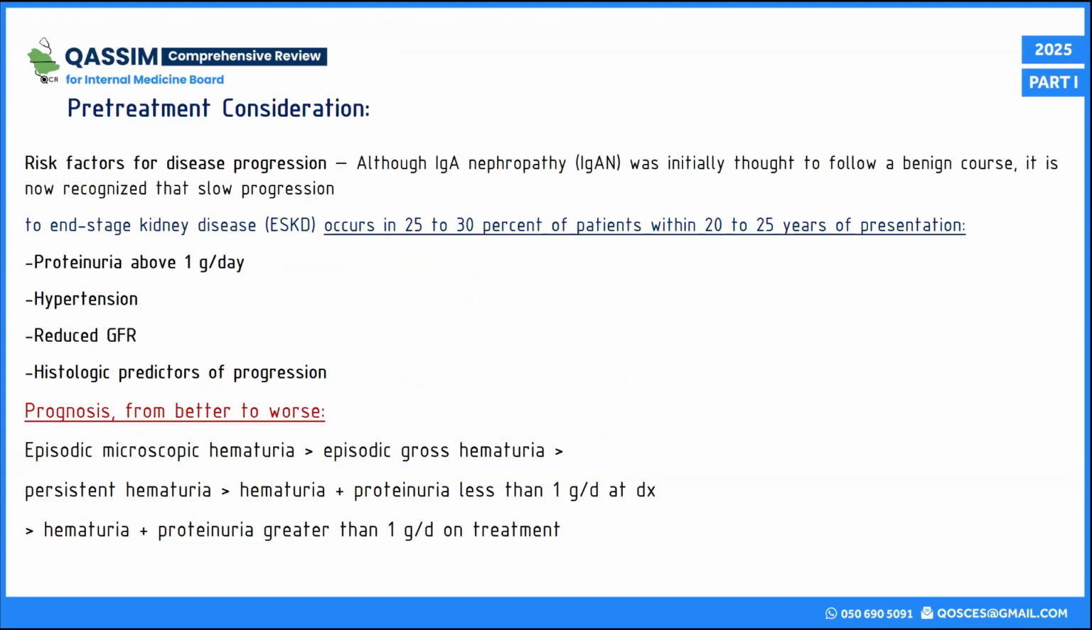Okay, what are the risk factors for disease progression? The risk factors are proteinuria of 1 gram, hypertension, reduced GFR, or histological prediction of prognosis. From better to worse prognosis: episodic microscopic hematuria is better than gross hematuria, which is better than persistent hematuria plus proteinuria, and the last one, hematuria with proteinuria more than 1 gram, is the worst prognostic factor in IgA nephropathy.